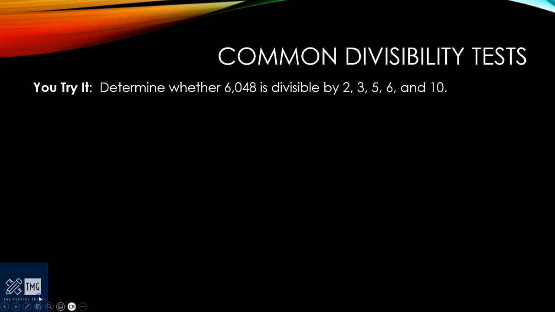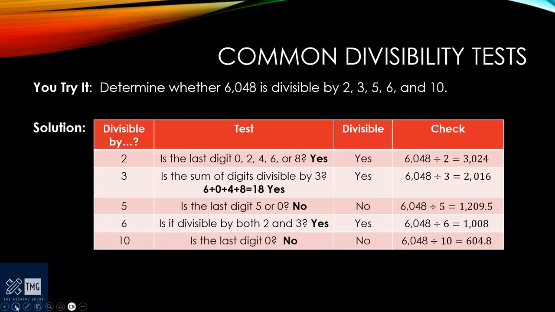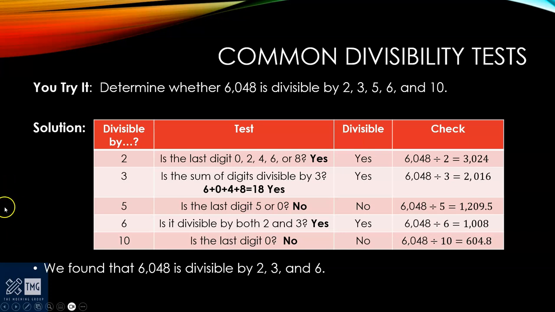So just to show that here in our box, the last digit is 8, so it's divisible by 2. The sum of the digits is divisible by 3. And because it's divisible by both 2 and 3, it is also divisible by 6.